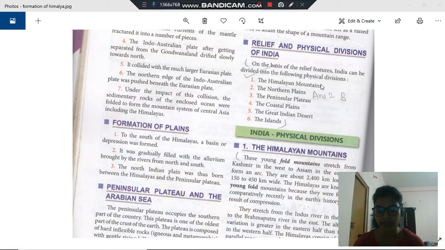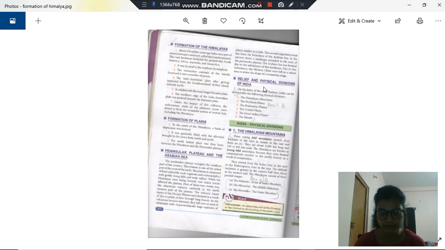The first part is Himalayan mountains, second is northern plains, third is peninsular plateau, fourth is coastal plain, fifth is the great Indian desert, sixth is the islands. Okay, so let us read about the Himalayan first.